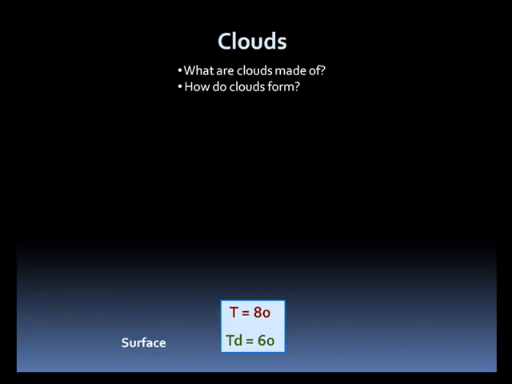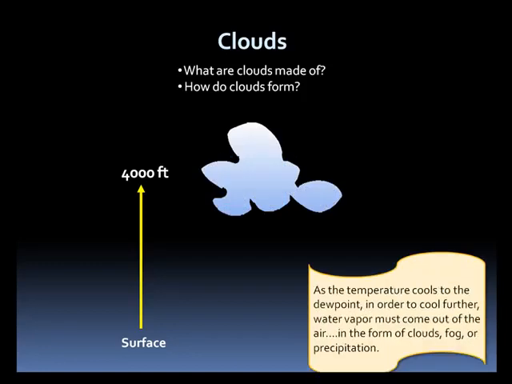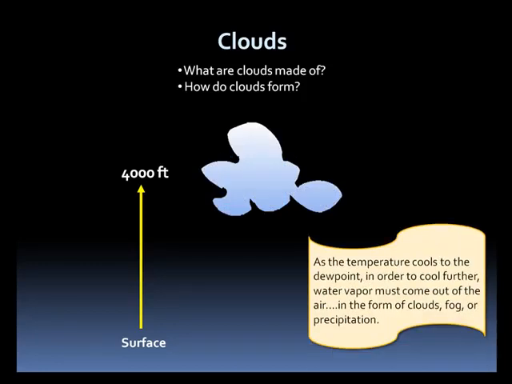Now let's raise this parcel upwards in the atmosphere, cooling the temperature but keeping the moisture, represented by the dew point, constant. The temperature is now equal to the dew point, meaning the air is saturated, and the relative humidity now stands at 100%. In order for the air parcel to cool further, water vapor will have to come out of the air, either in the form of clouds, precipitation, or fog. The air temperature can never be colder than the dew point.